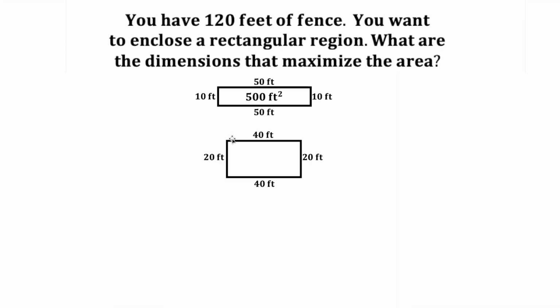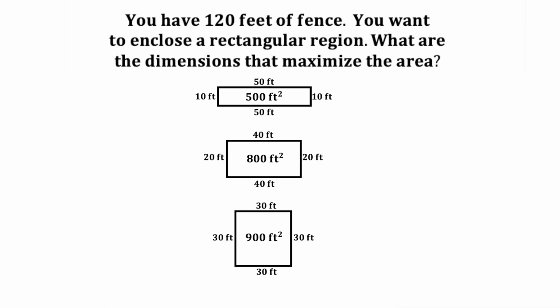Or you do something like this, and 40 plus 20 plus 40 plus 20 is also 120, and that will give you an area of 800 feet squared. So even though these have the same perimeter, they don't have the same area. So how do we get the maximum area? Well, the answer is a square where all the sides are the same. 30 by 30 by 30 by 30. So this also has a perimeter of 120 feet, but the area is 900 feet squared. And this is the largest area we can get for a rectangle with this perimeter.